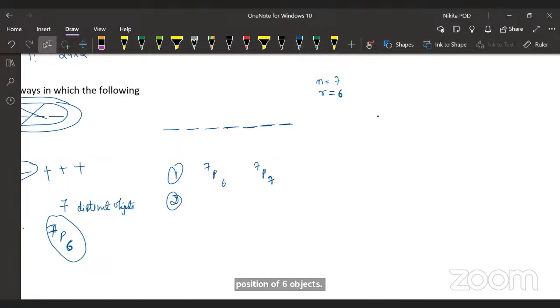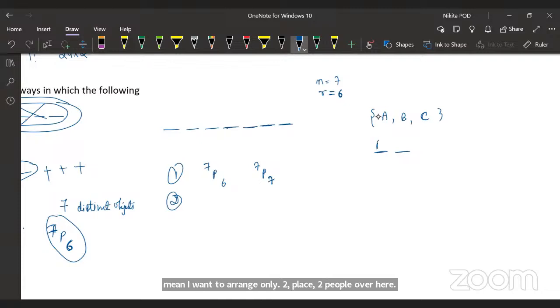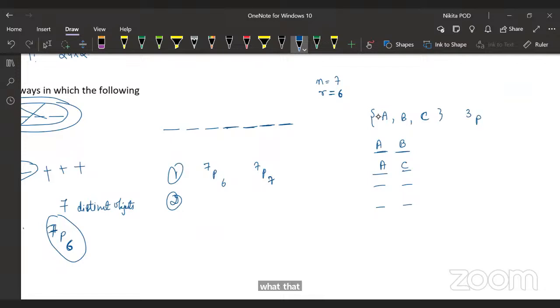Okay. Let's see the same very simple example that we saw. We have 3 objects, and I have only 2 places. I want to arrange only 2 people over here. In that case, I had AB, AC, and so on. You had 6 cases, right? And that was 3P2.